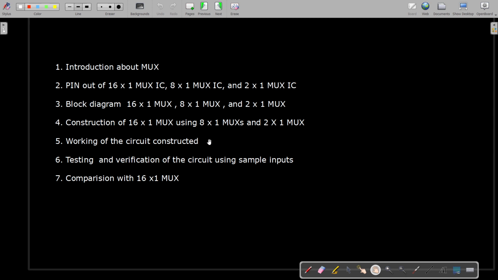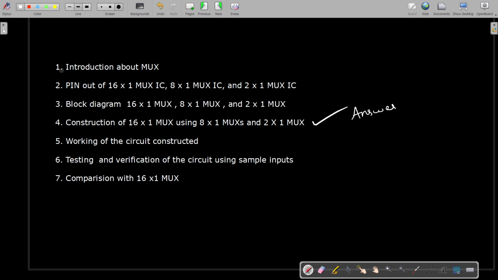In this, the first one is the introduction about the MUX. Second one is giving the details about the pin diagram of 16 by 1 MUX IC, 8 by 1 MUX IC, and 2 by 1 MUX IC. In the third section, we have the block diagrams of all these three multiplexers, and in the fourth section we have the construction of the 16 by 1 MUX using 8 by 1 MUX and the 2 by 1 MUX, and this section gives you the direct answer.